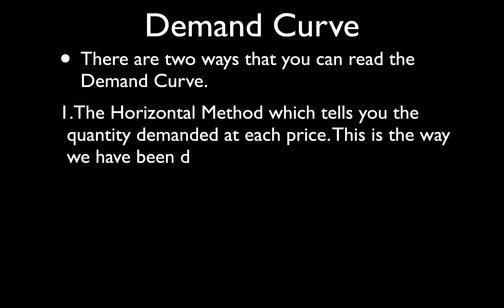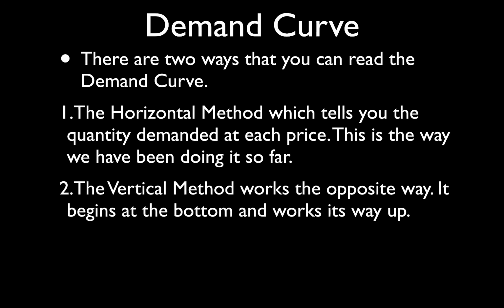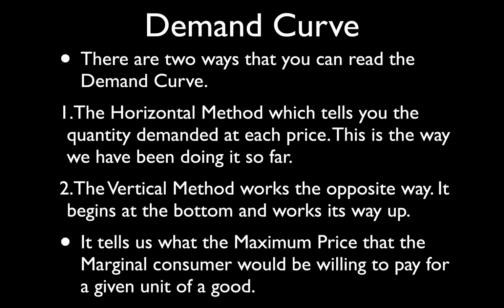So we've got the horizontal method, and now we're going to look at the vertical method. It works in the opposite way. It begins at the bottom, and it works its way up to the demand curve and then across. Now, this is very important. This tells us the maximum price that the next consumer would be willing to pay for a given unit of a good. So we're just talking about the next one person.